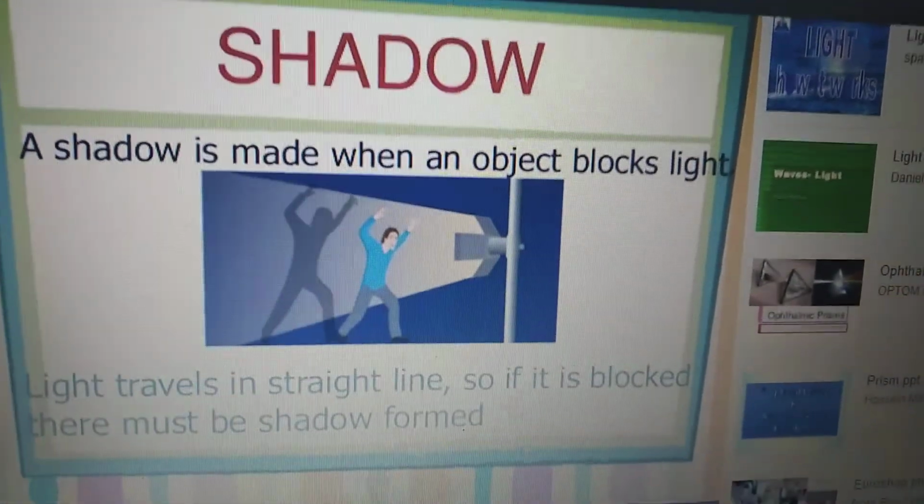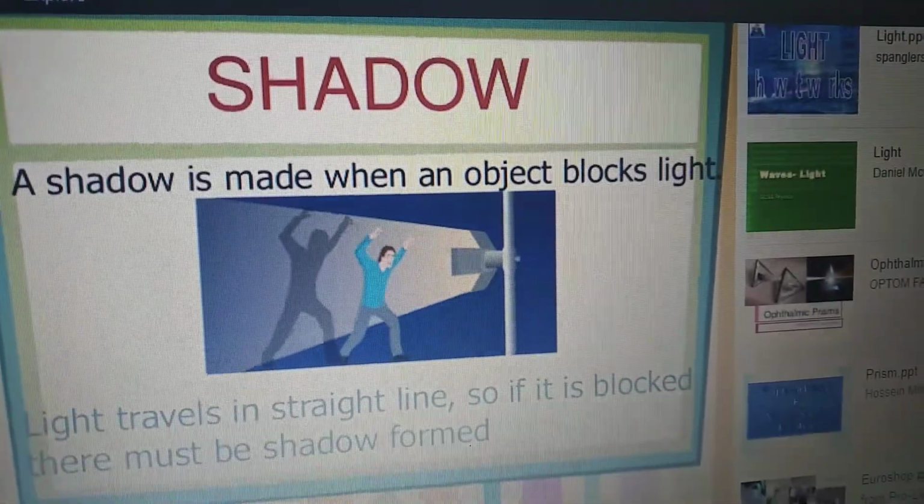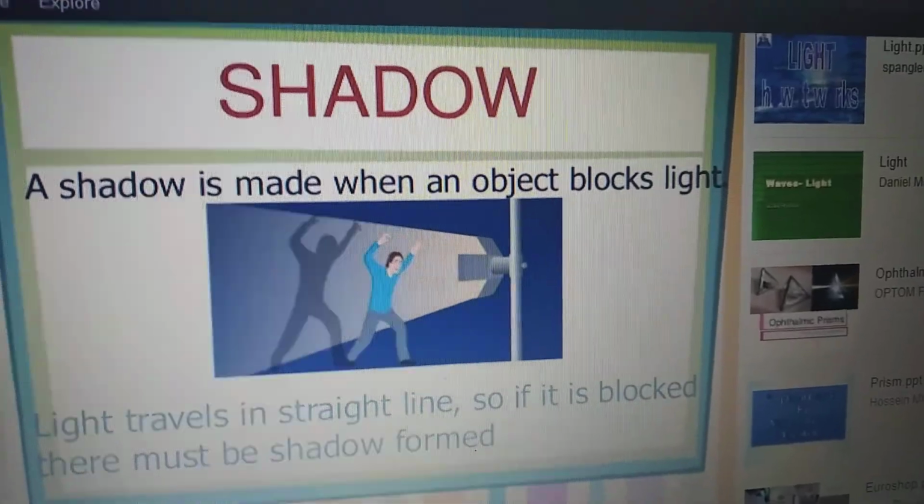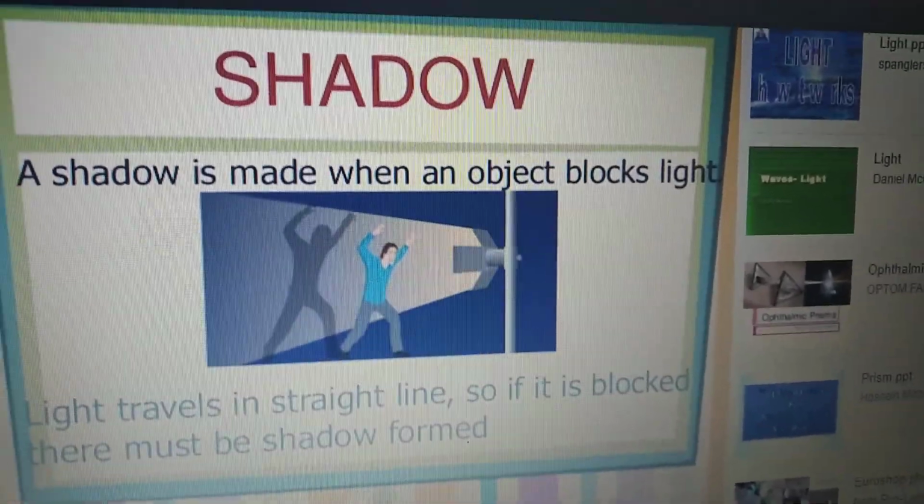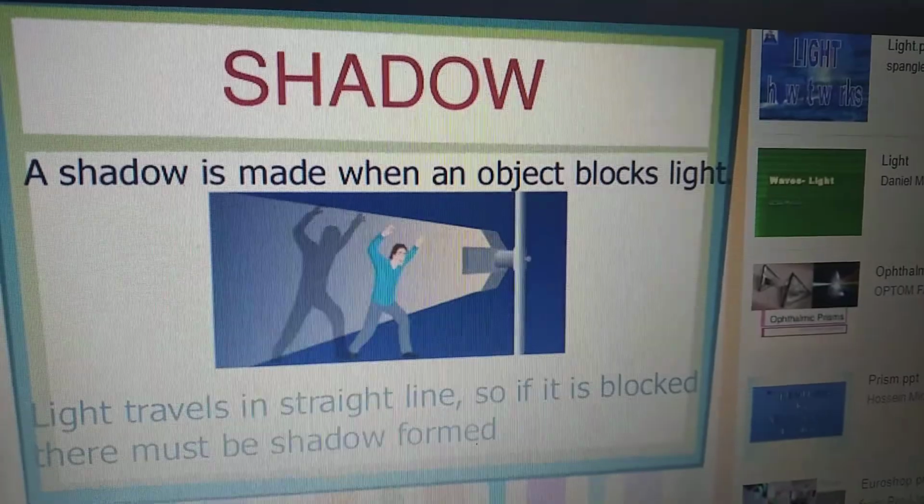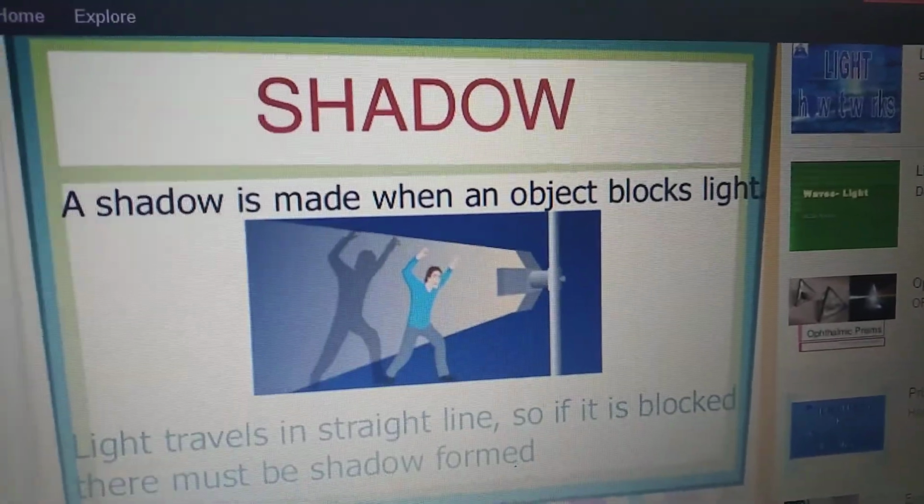Hello children, good morning. Today we are going to start science class. Last class we discussed what is meant by shadow. So now we will recap what is meant by shadow.